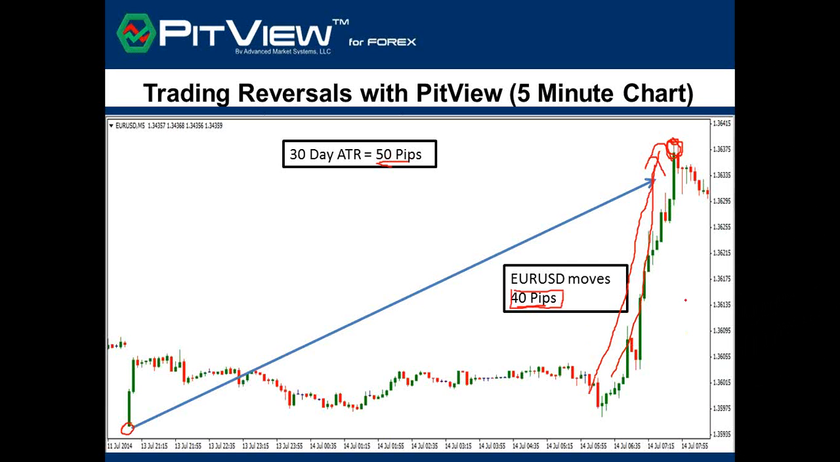So 80% of 50 pips is 40 pips. And so you wouldn't be looking to necessarily buy the euro dollar at this point because the probability of it moving any higher from this standpoint is very, very low. What you'd be looking for is for this to correct upon itself and move down because it's in what we call an overdone condition because it's exerted the majority of its range.